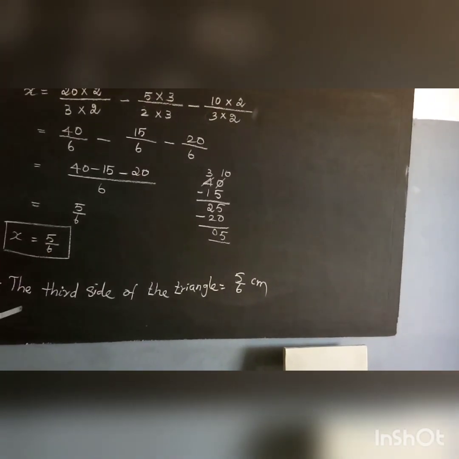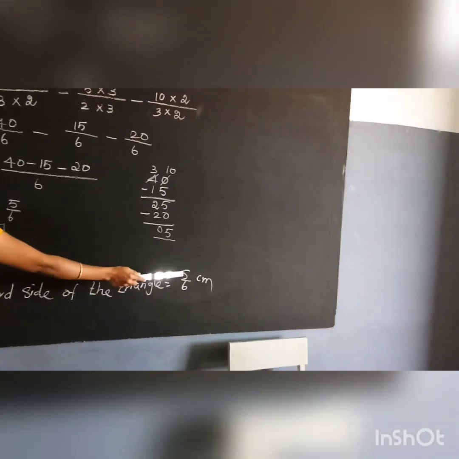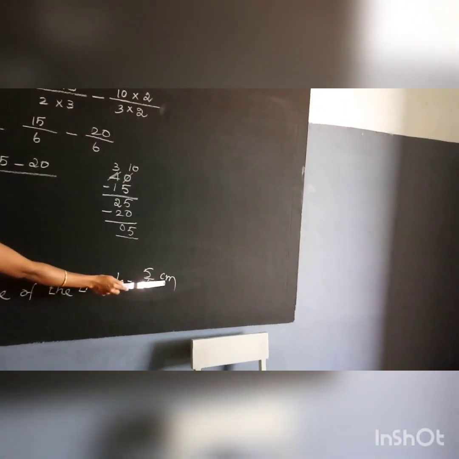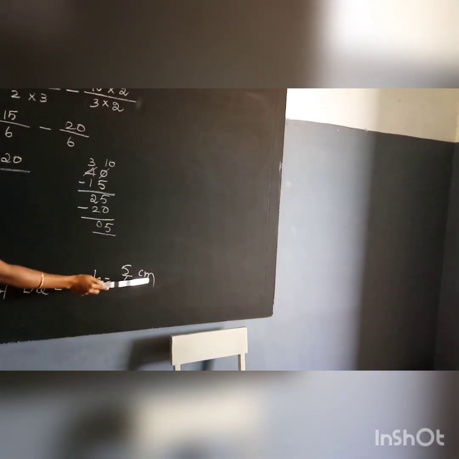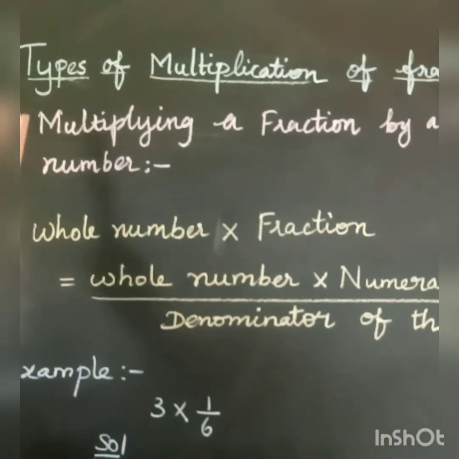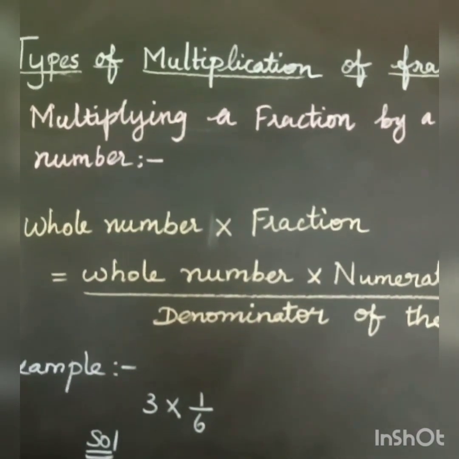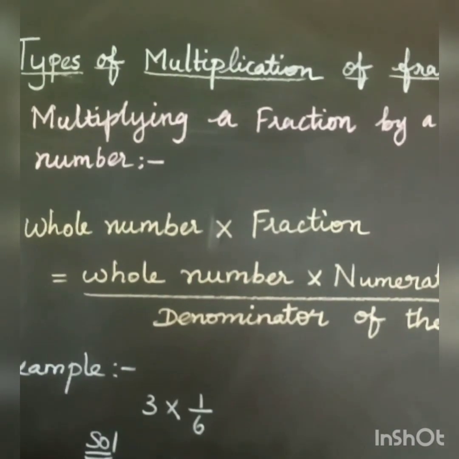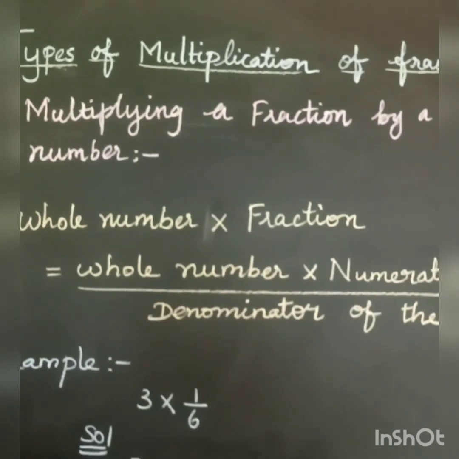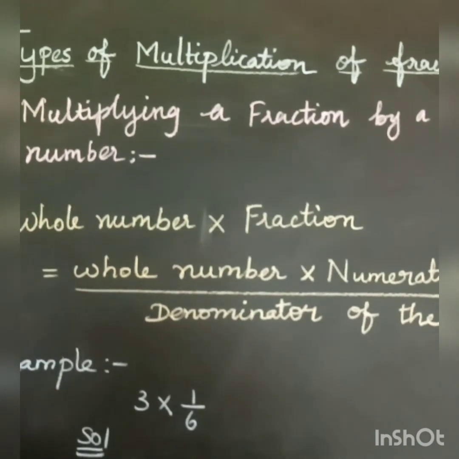What is the question? The length of the third side. So the length of the third side is equal to 5 divided by 6 centimeter. Compulsorily, you have to complete the answer with the unit. Okay, students, before we enter this topic, note that in fraction addition and subtraction, if the denominators are not the same, you have to take the LCM for this plus and minus operator.